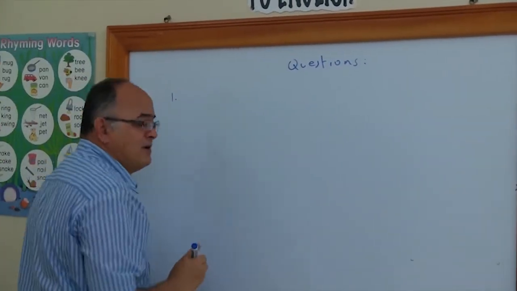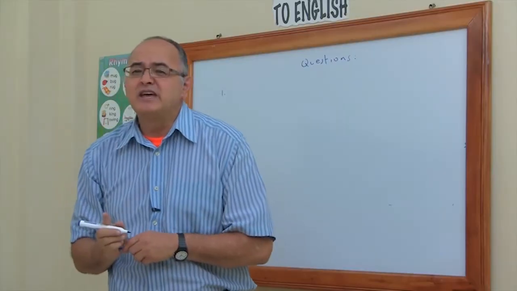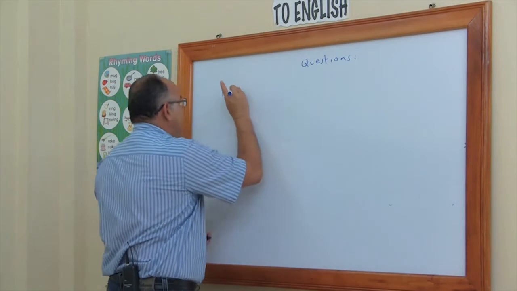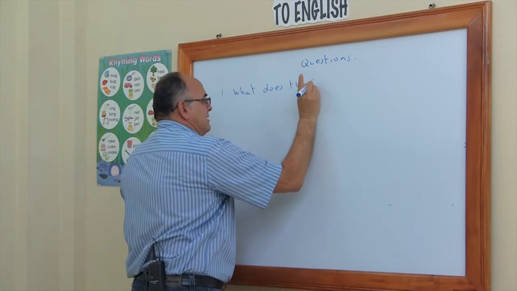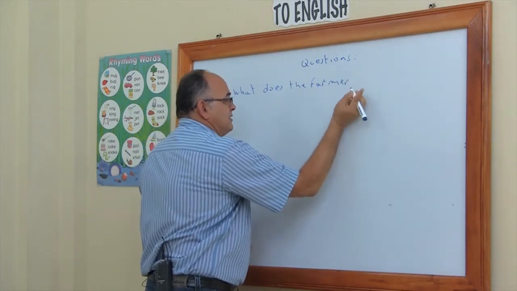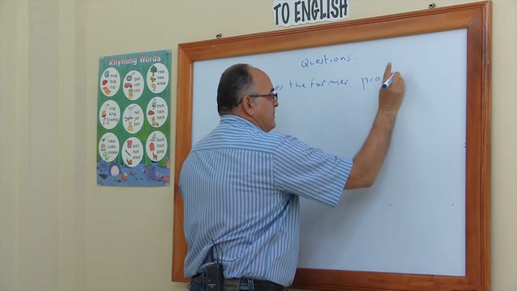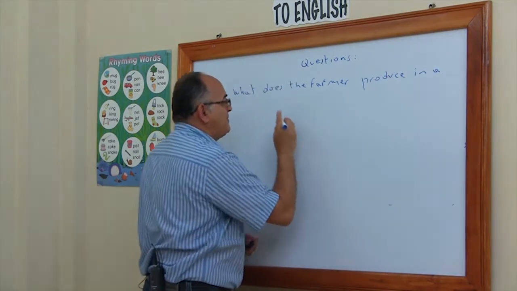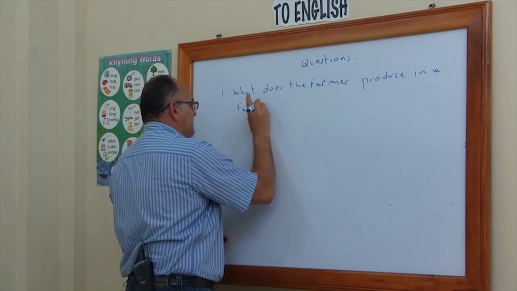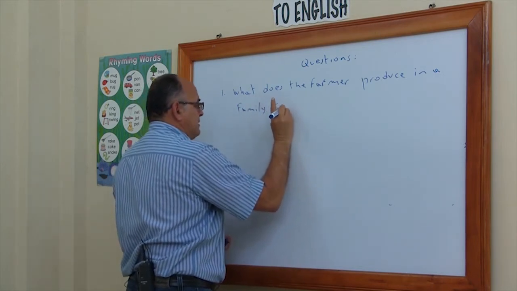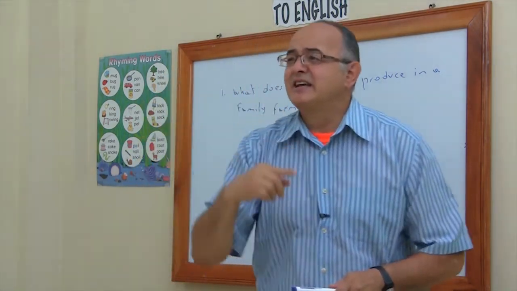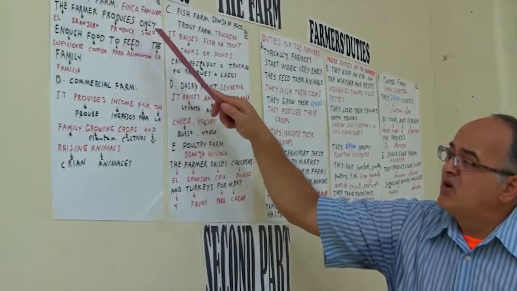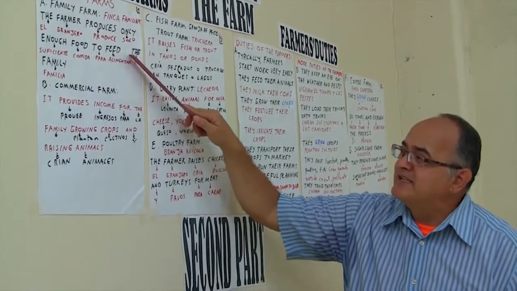The first one is, what does the farmer produce in a family farm? What could be the answer to that? You can see it here in the poster. You see that the farmer produces only enough food to feed the family.